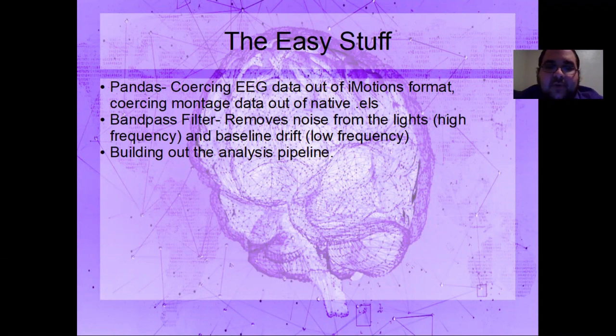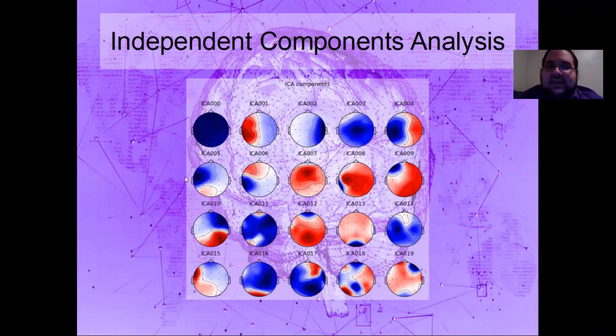And we used MNE to perform a bandpass filter, and we also built out the back end of the analysis pipeline. However, we still need to remove those artifacts from the line data and the eye data. So this is independent components analysis. It's analogous to what principal components analysis is for tabular data.